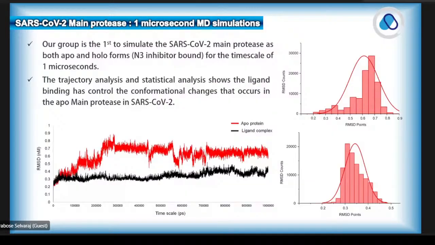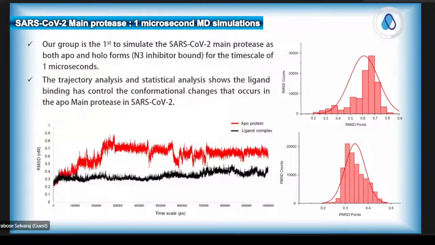We ran at least a 1 microsecond MD simulation. This is a big simulation we tested for the previously reported N3 bound structure, and also for the apoprotein. We found several things. In the apoprotein, a huge dynamic is seen, so conformational changes are more. The apoprotein is the protein alone. When an inhibitor or peptide or anything goes and binds, the protein conformational change is arrested.